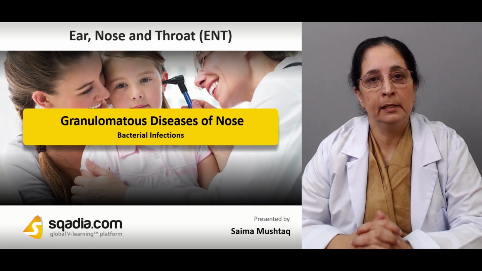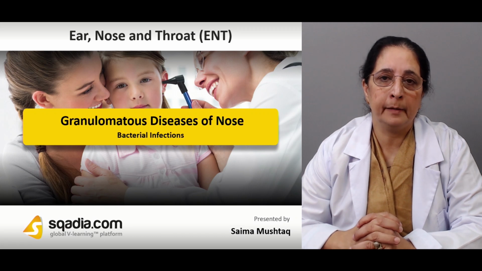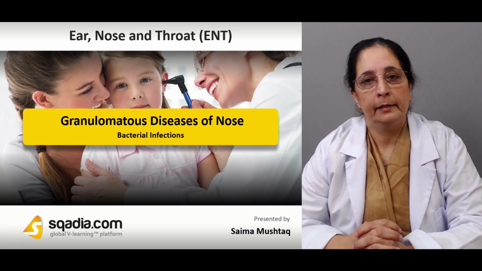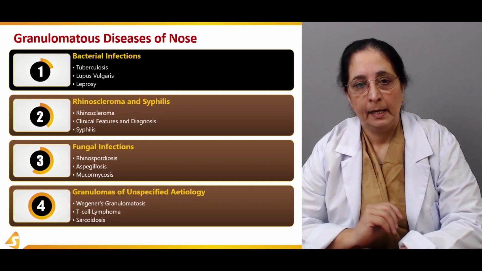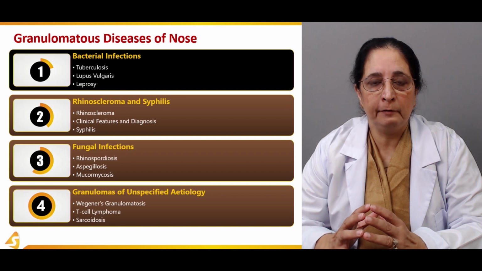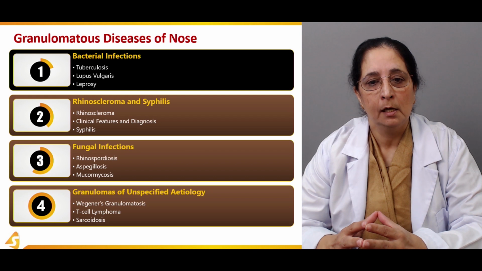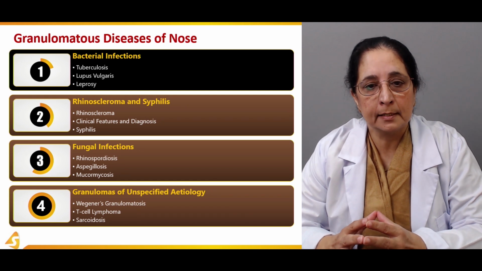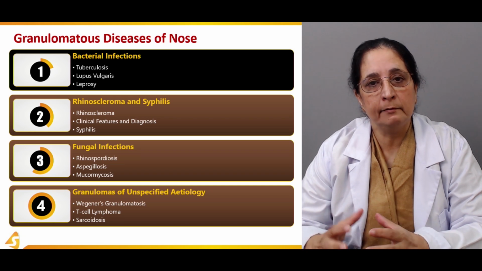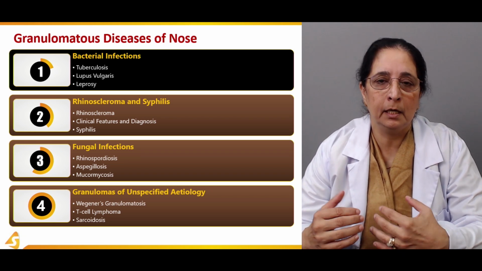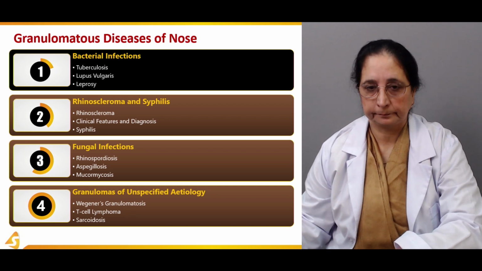So let's begin with our first section, in which we will talk about the different bacterial infections that can cause granuloma formation in the nose. The diseases which we will talk about in detail in this section will be tuberculosis, lupus vulgaris, and also leprosy. Besides these diseases, we will also discuss the overview of granulomatous diseases.